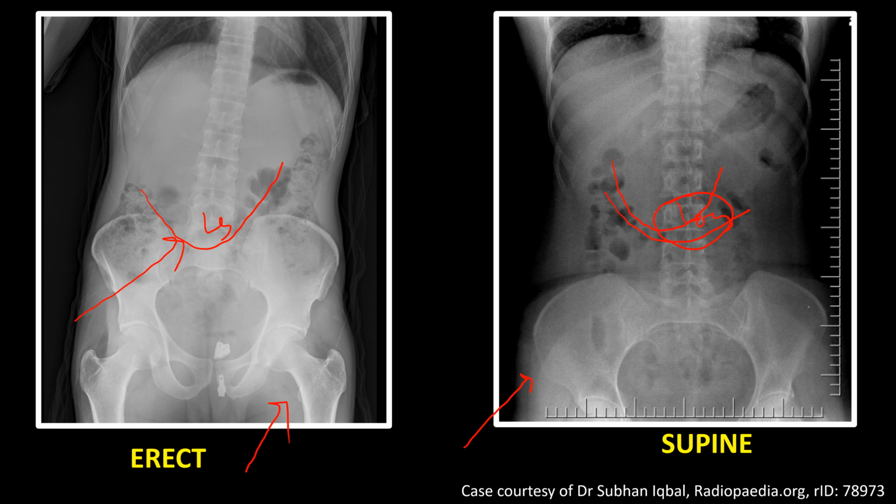In erect posture, we can easily identify the air under the left diaphragm, while it is generally not seen in supine position. So these are the two basic criteria by which you can identify whether the X-ray has been taken in erect posture or supine position.